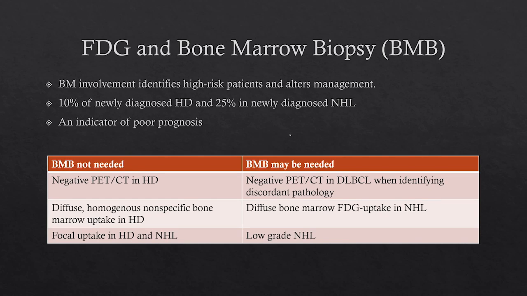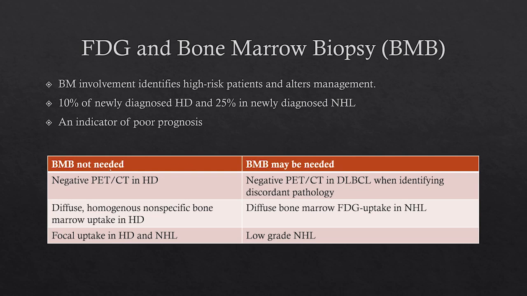Looking at FDG and bone marrow biopsy, bone marrow involvement typically identifies lymphoma patients who are high risk and alters the management of those patients. About 10% of newly diagnosed Hodgkin disease patients and 25% of newly diagnosed non-Hodgkin's patients would have this. This is an indicator of poor prognosis.